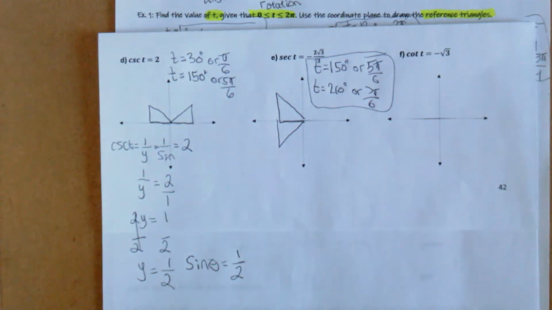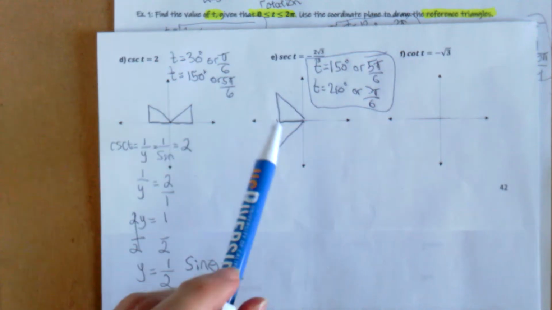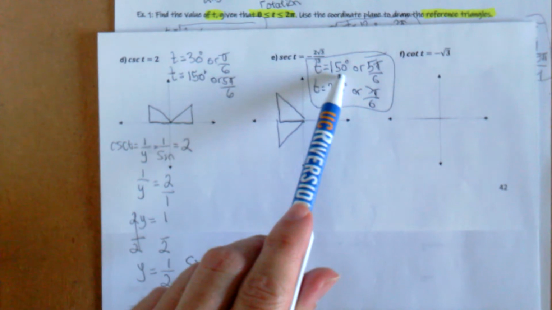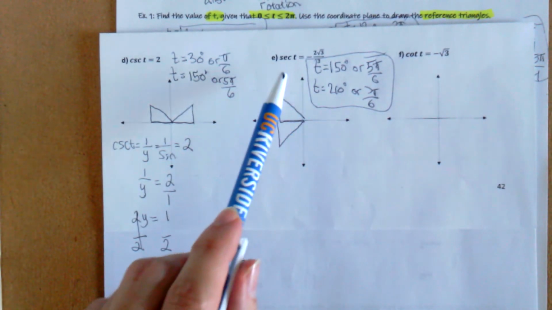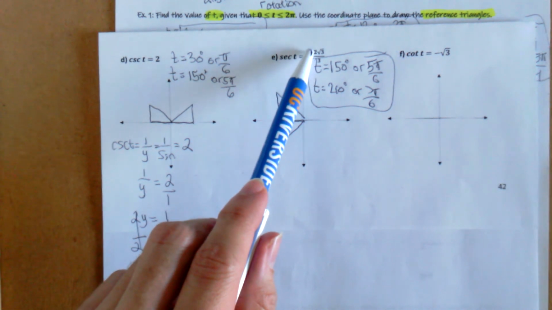Perfect. So we found both our reference triangles, and we found that at 150 degrees, or 5 pi over 6 radians, and 210 degrees, or 7 pi over 6 radians, secant equals negative 2 square root of 3 over 3.